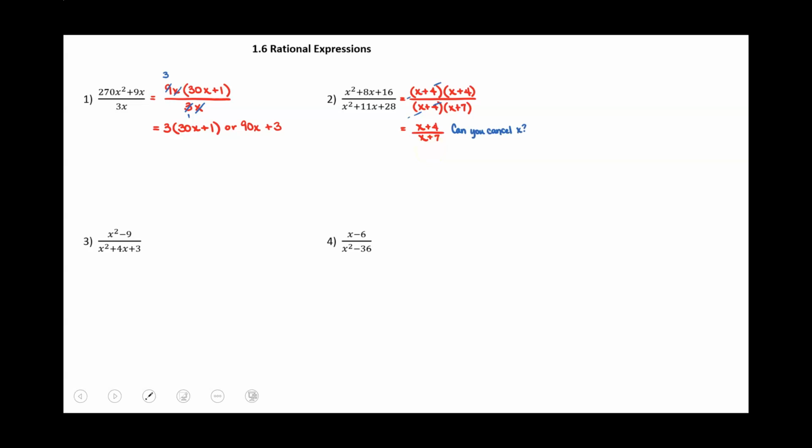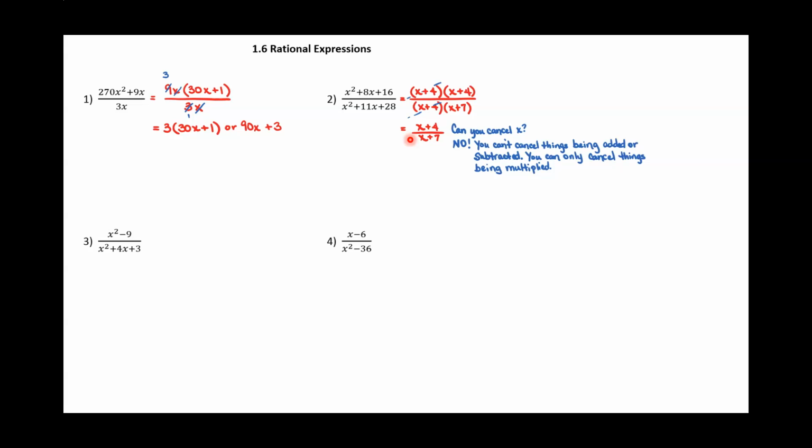Now, can you eliminate that x right there? Well, no, you cannot cancel things that are being added or subtracted. You can only cancel things that are being multiplied. So you'll notice in that first example, we were able to cancel with the 9x because it was being multiplied by the other term. And we were able to cancel the x plus 4 because it was being multiplied by the other term. But here you'll notice that x is being added to 4 and x is being added to 7.